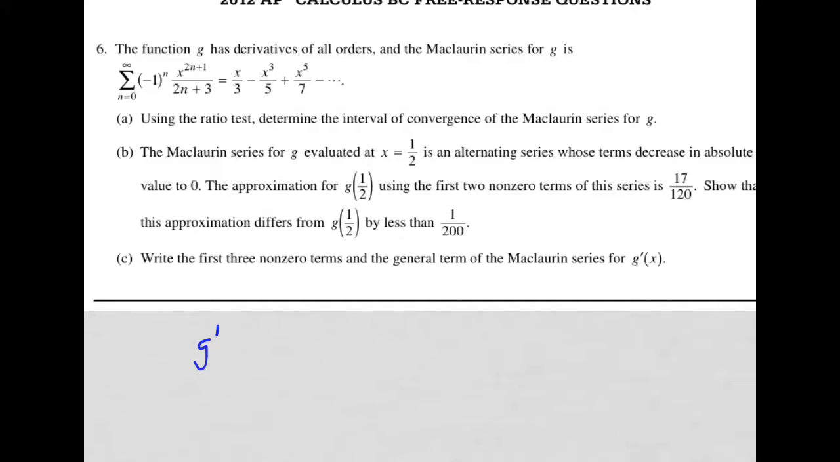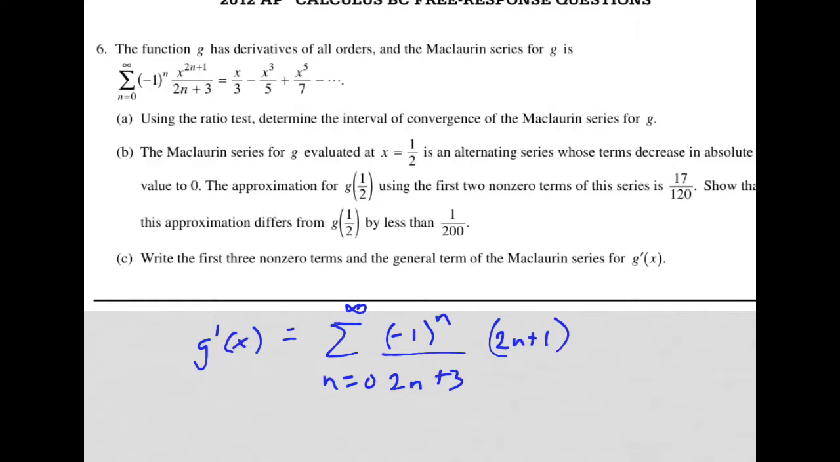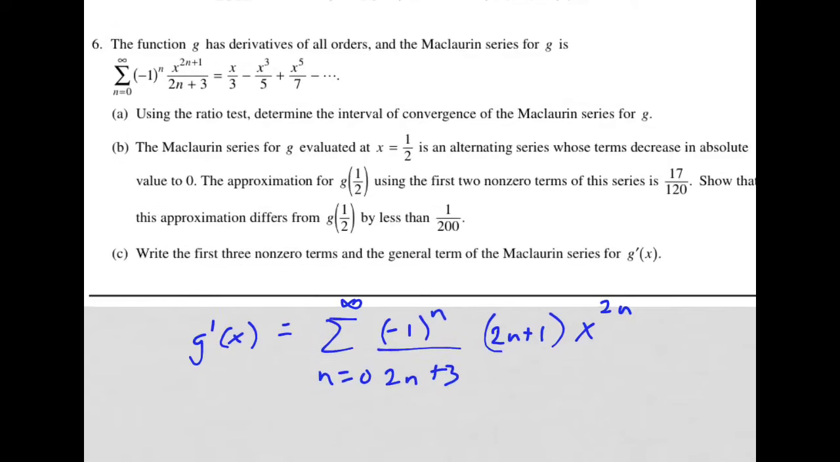So G prime of x is going to be the Maclaurin series. For this, it's negative 1 to the n that stays. We also have the 2n plus 3 that stays. The only thing that involves the x is this. So I have 2n plus 1, bring the exponent down, x to the 2n plus 1 minus 1, which is 2n. Yes, very good.